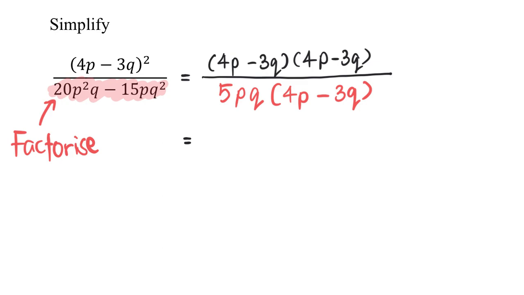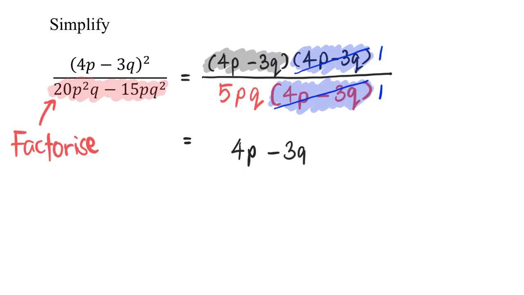And so from here, we can then see that there is a common factor where the bracket, this factor 4p minus 3q is exactly the same. We could then divide off the bracket to give me 1 over 1. And therefore, the final answer would be 4p minus 3q over 5pq.